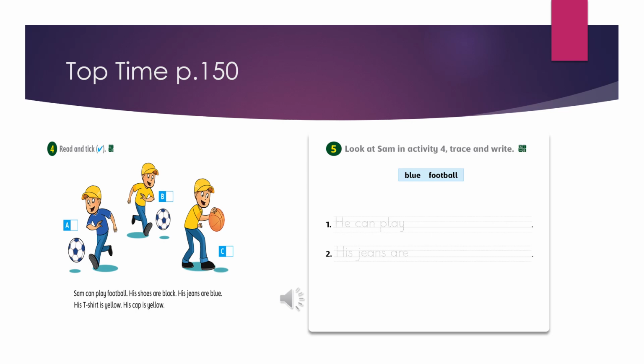Activity 5. Look at Sam in activity 4. Trace and write. Number 1. He can play. Number 2. His jeans are.